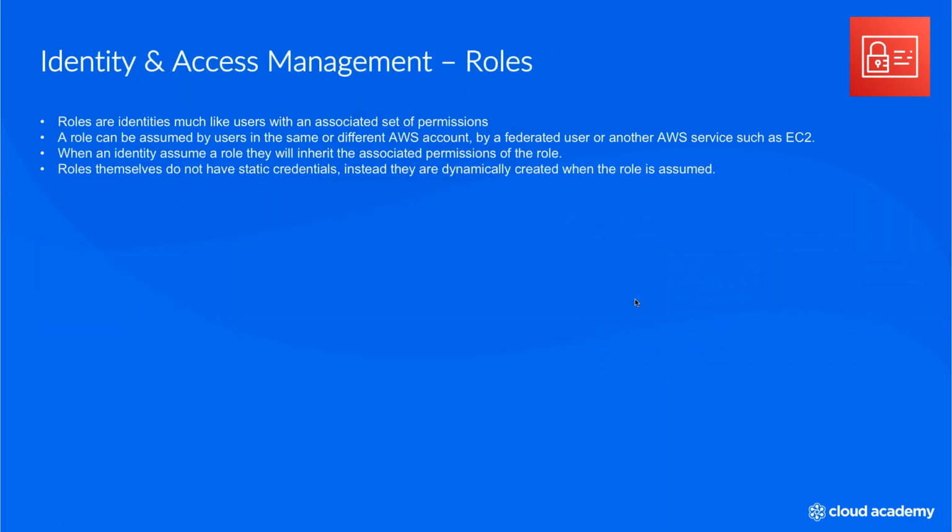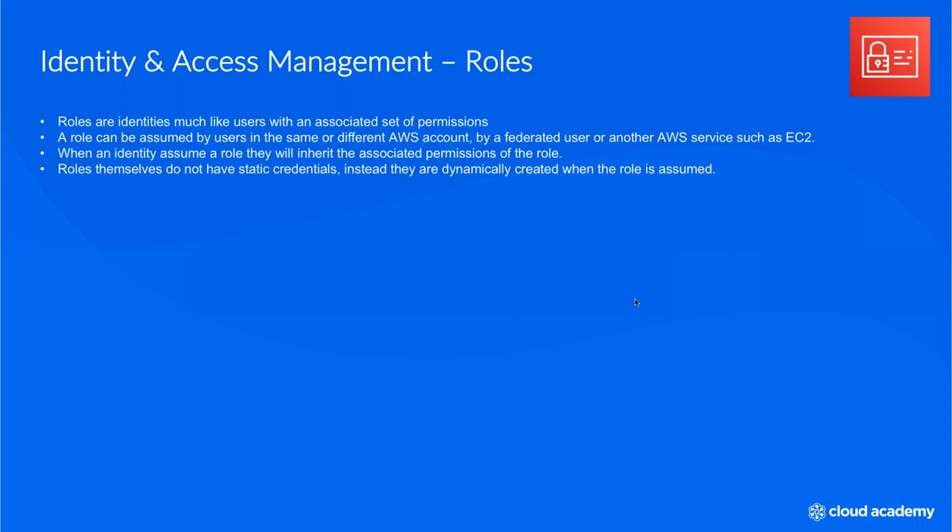So let me talk more about roles, as they come up quite a bit in the exam. So it's essential that you have a good understanding of them. Now, roles are identities, much like users are, which have an associated set of permissions that allows them to access AWS resources. Now, a role can be assumed by other identities and resources, such as users in your own AWS account or by a user in a different AWS account, as I just explained, or by a federated user or another AWS service such as EC2.